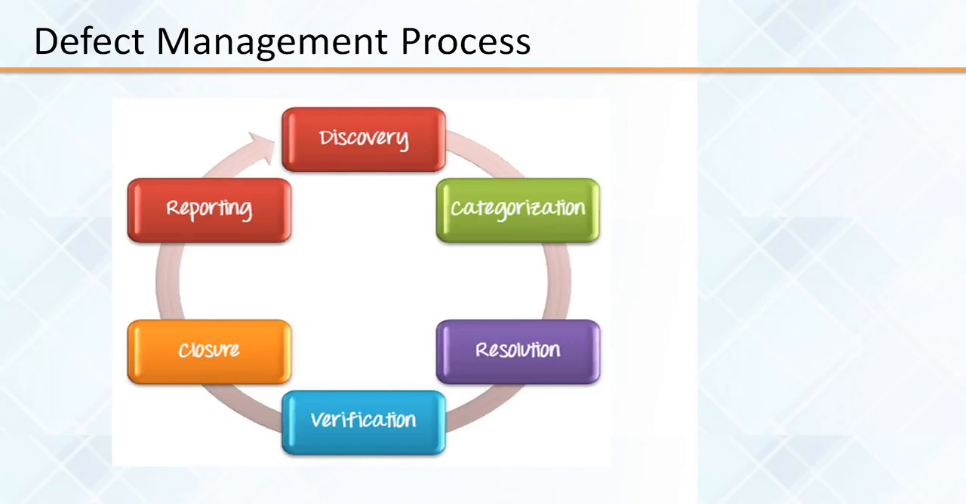Immediately, what we need to do is categorize the defect. What kind of defect is it? Is it a standardized defect, a functional defect, a UI defect, or a showstopper? What kind of impact does it have? So we need to first categorize the defect. And the second thing is we need to resolve it.